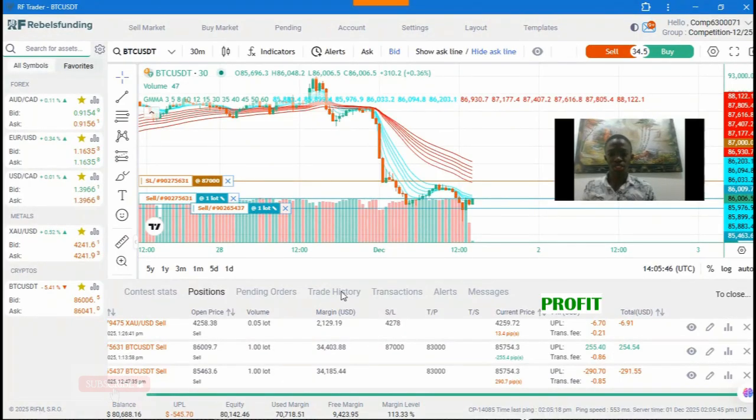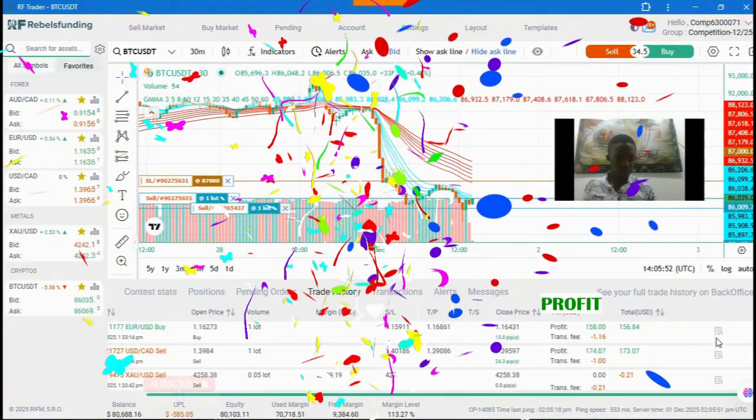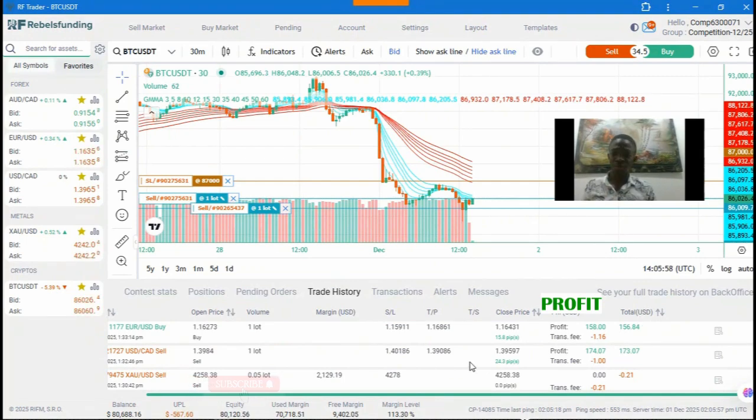Let me show you my trade history. A couple of trades I've closed have hit their TP due to the fact that I was using this. Yeah, this indicator is very powerful. We need to use it. You see this? This is EUR/USD. I made 156 USD just using this.